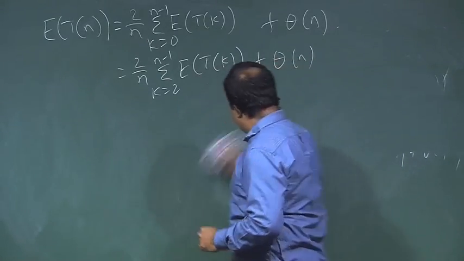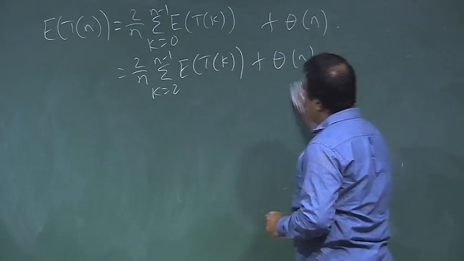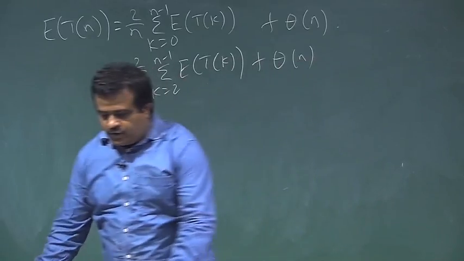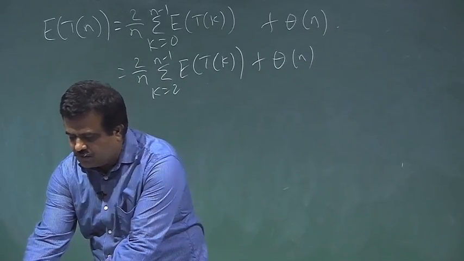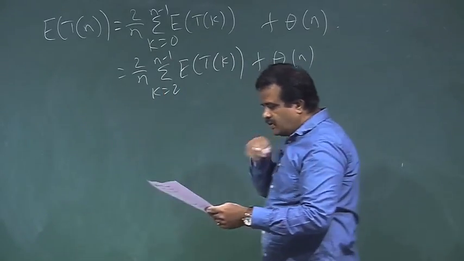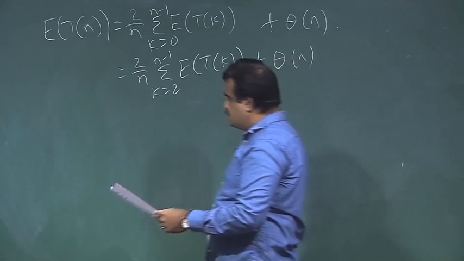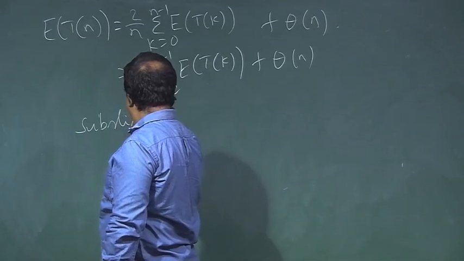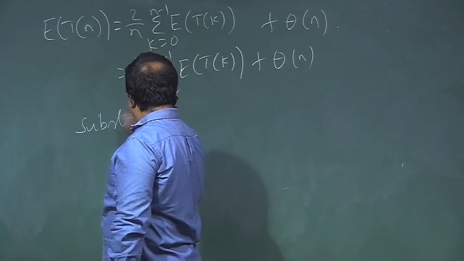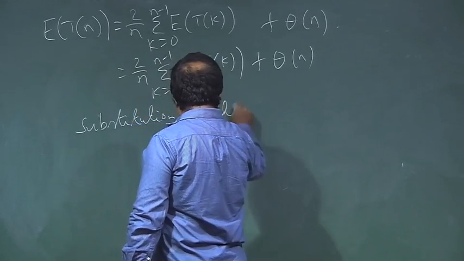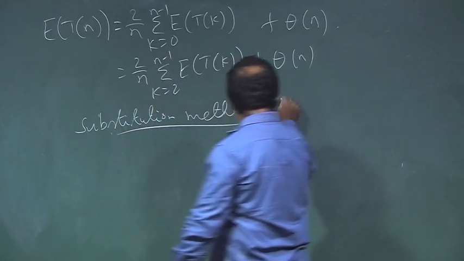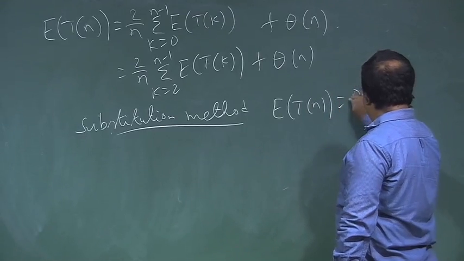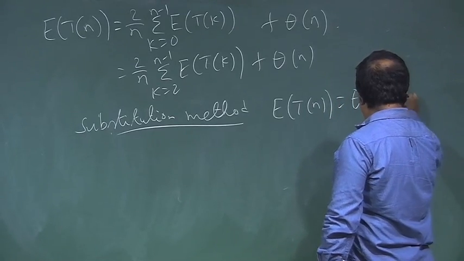Now, we want to show this is theta of n log n. For that we have to use some inequality. We prove this using the substitution method. So, what are we trying to prove? We are trying to prove the expectation of T(n) is big theta of n log n.